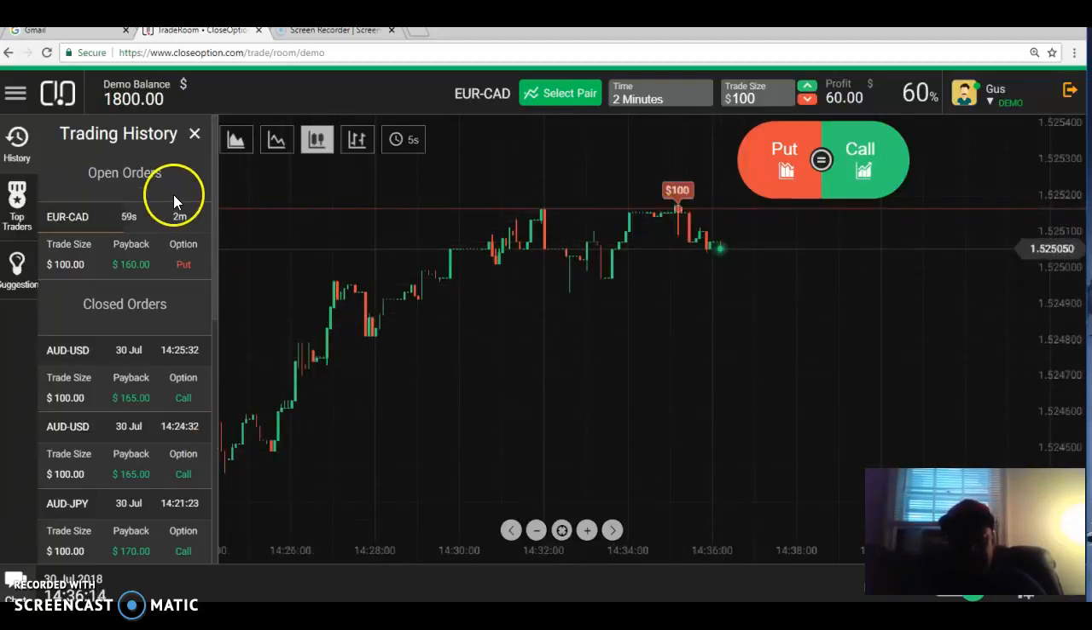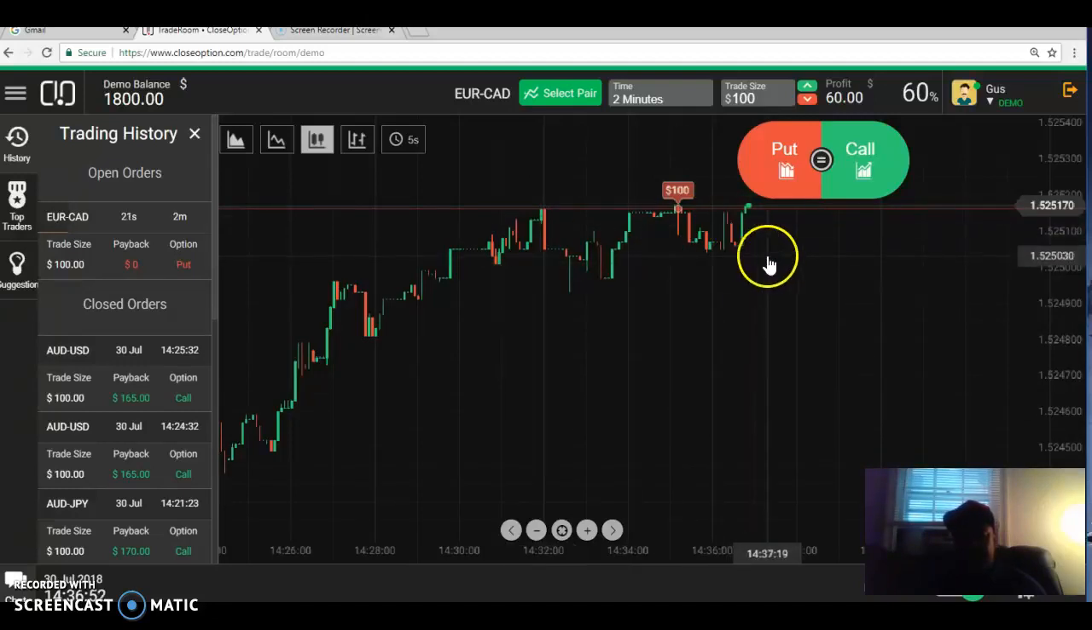Oh, by the way, this platform is called CloseOption. Very nice platform because it gives you a free demo account so you can actually practice the strategy before you put real money into the account. I highly recommend that anyone starting out trading options open a demo account and get a feel for the platform and do some practice trading before you put real money into your account. CloseOption accepts traders from all over the world, so that's a good thing.